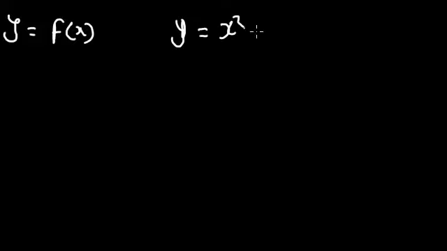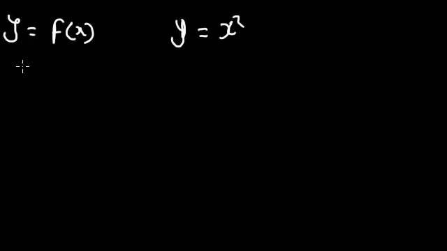When y is a function of x, that is, y is equal to f of x, say for instance, y equals x squared, in this kind of relationship, y is said to be expressed explicitly in terms of x. But sometimes y may not be expressed explicitly in terms of x.